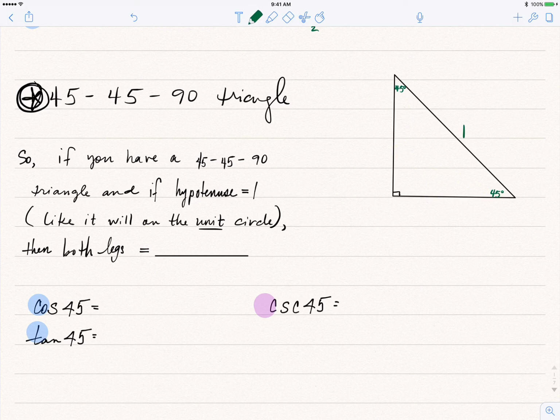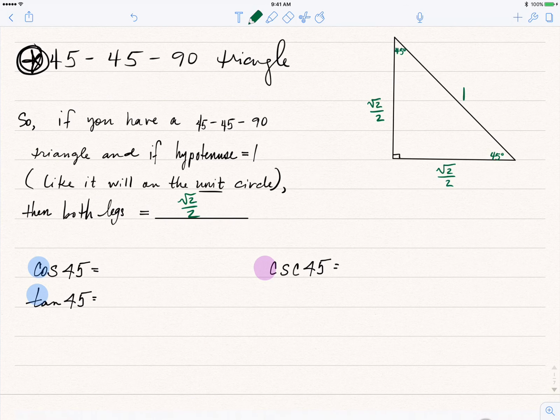And I could do some Pythagorean theorem work here again to be able to find my missing sides or my missing legs. I'm just going to hand you this information. The two legs will both equal root 2 over 2. So if I have a 45, 45, 90 triangle, and if my hypotenuse is equal to 1, like it's going to be on the unit circle, then both legs must equal root 2 over 2.